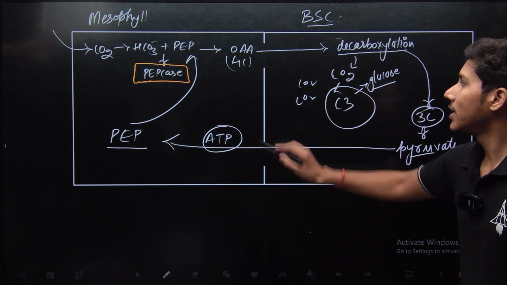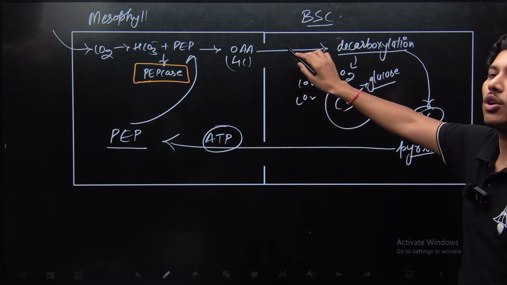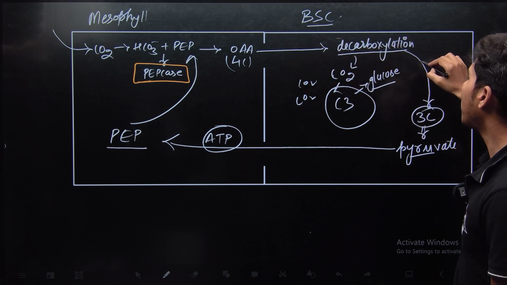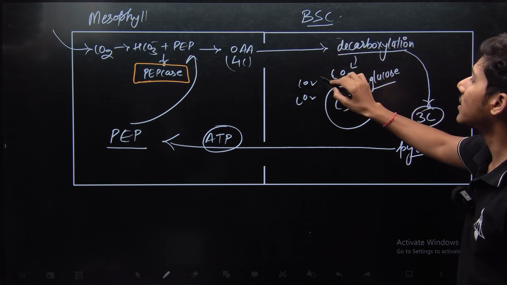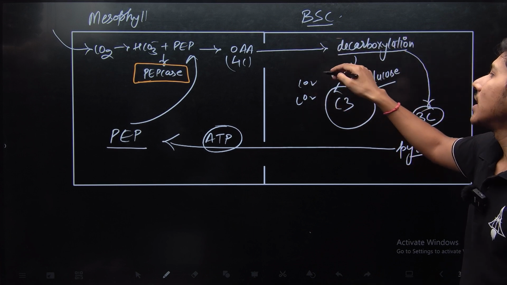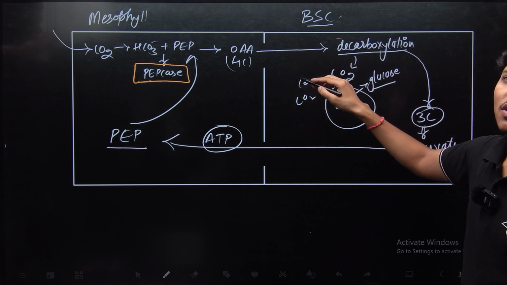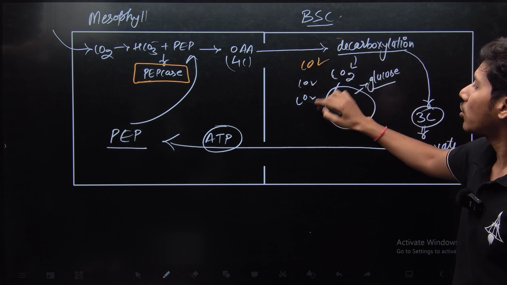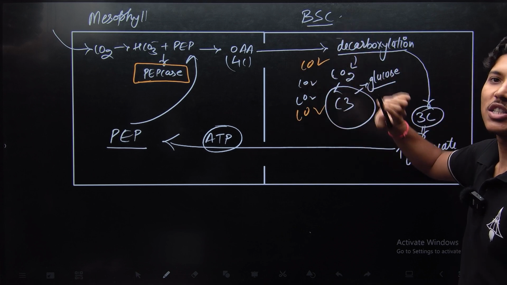Now this oxaloacetic acid, or oxaloacetate, will enter the bundle sheath cell where it will release this CO2, and hence several cycles like this will ultimately increase the amount of CO2 present in the bundle sheath cells.